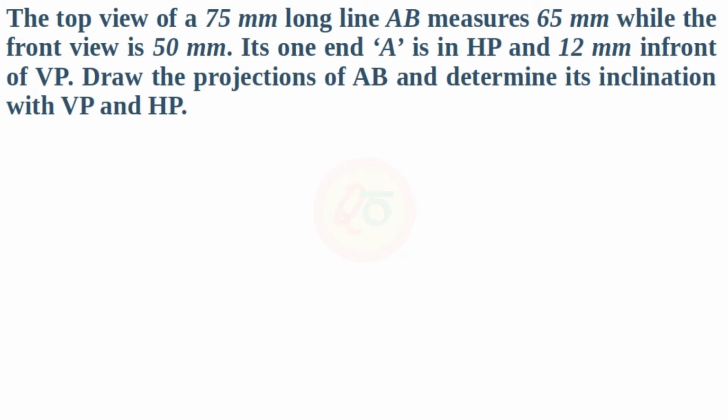In this numerical, compared to the previous solved problems, we don't have the angle at which the line is making inclination to HP and VP. Instead, we have the projected lengths in top view and front view given directly, and we also have the true length given, which is 75 mm. And unlike in the previous problems, instead of being above HP and in front of VP, this point lies on HP and is in front of VP.